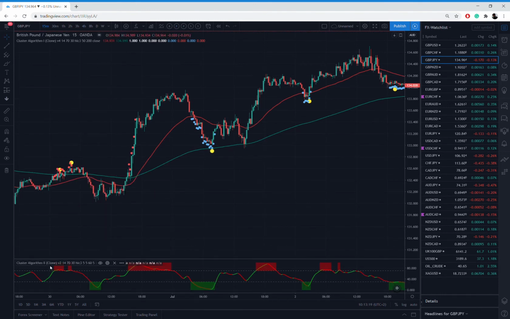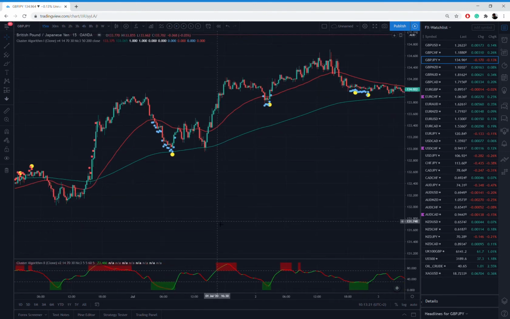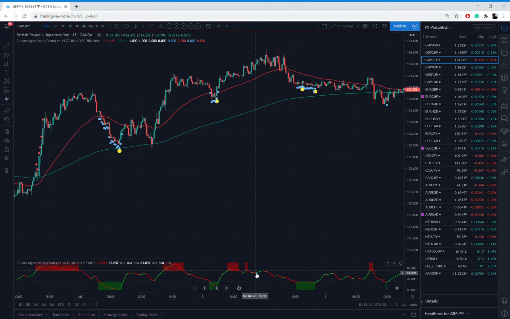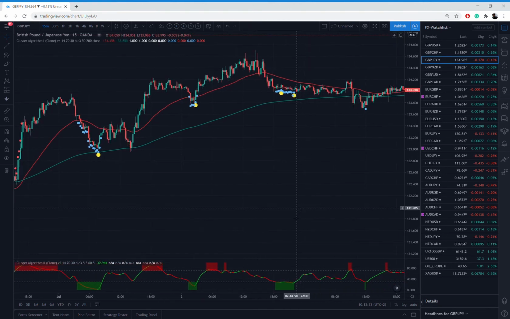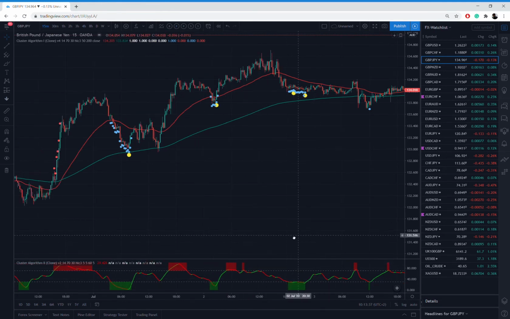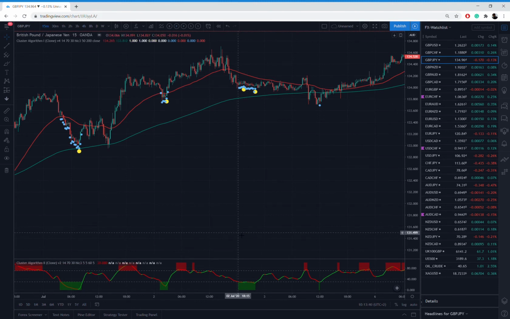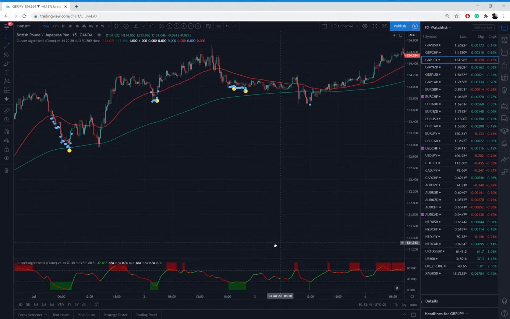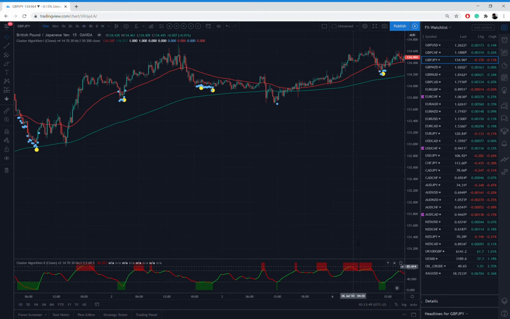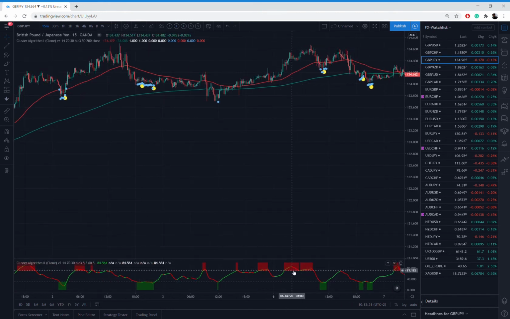And then we also have the cluster algo 2. It is more or less the same as the cluster algo 1, but it looks differently, and you use it a little bit differently. It is more or less similar to the stochastic, it just moves a little bit differently than the stochastic, and it shows you the hitting points, or the point of entry area.